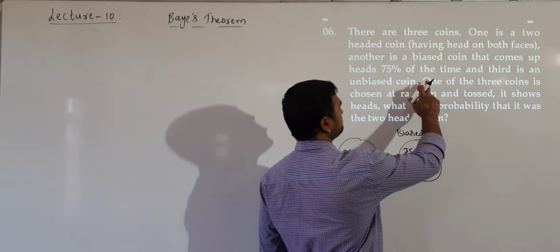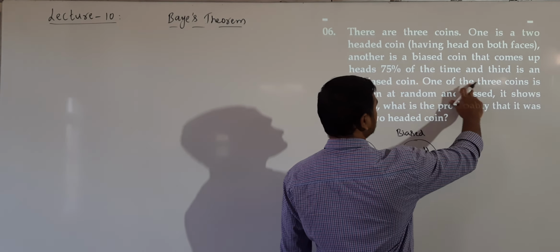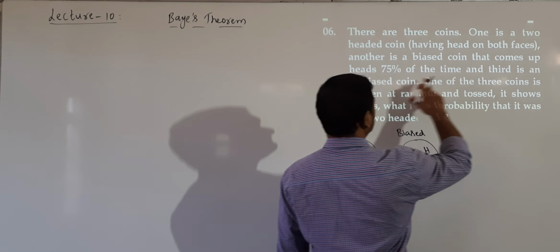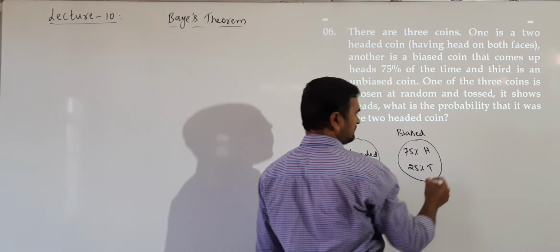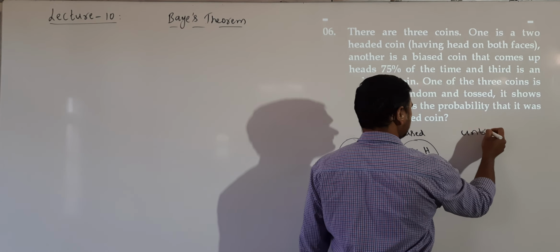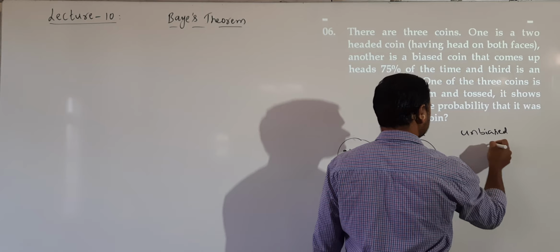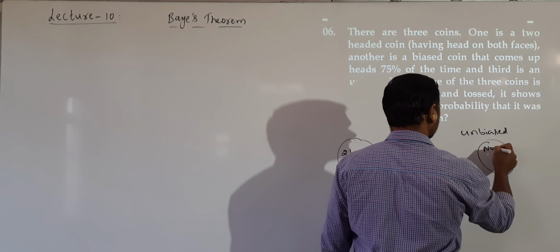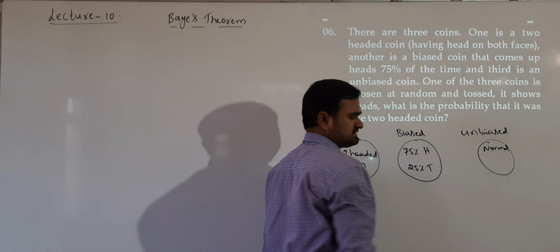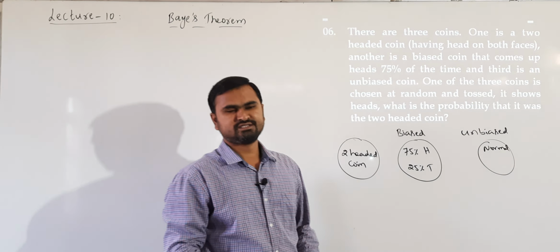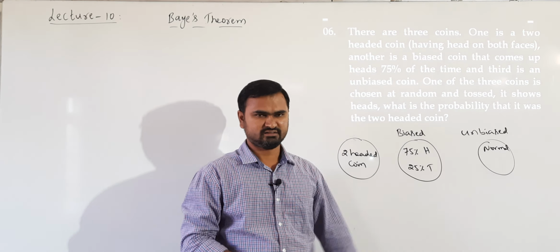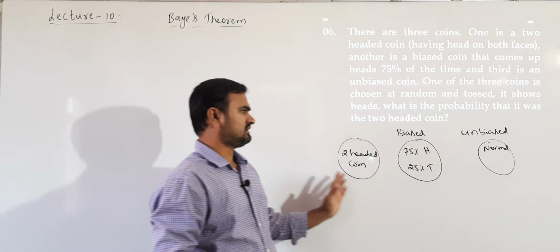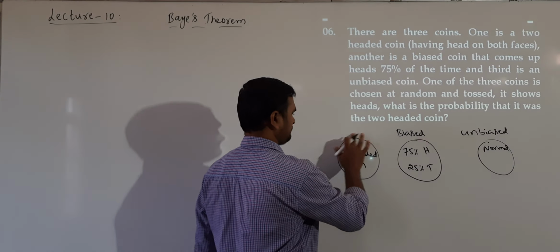Now another coin, and the third coin is unbiased. Unbiased means it is a normal coin, so there are equal chances of getting head and tail. So these are the three coins we are having.